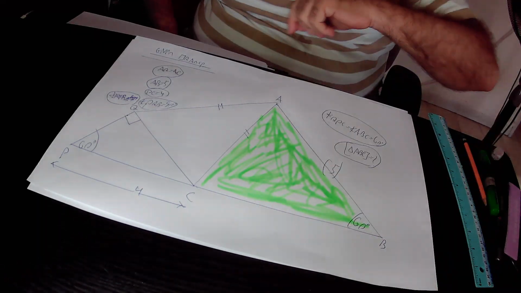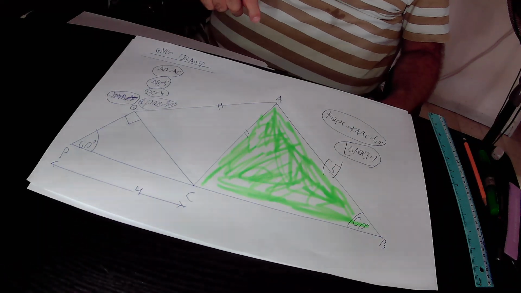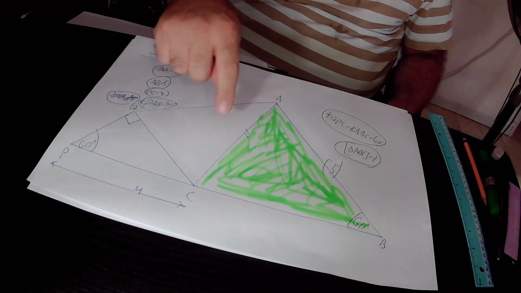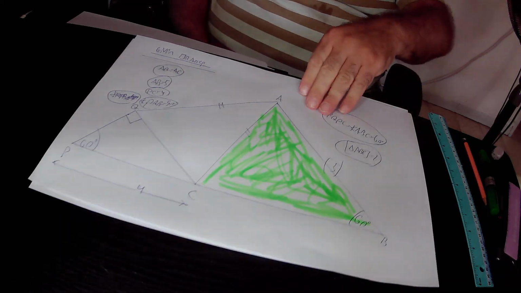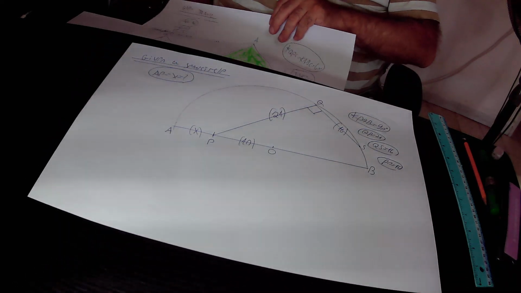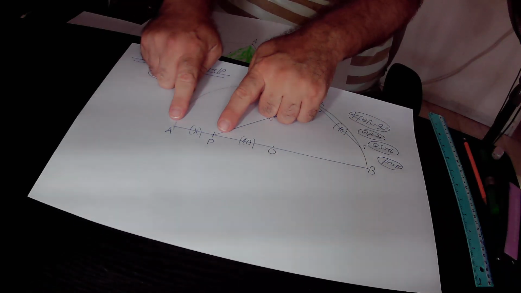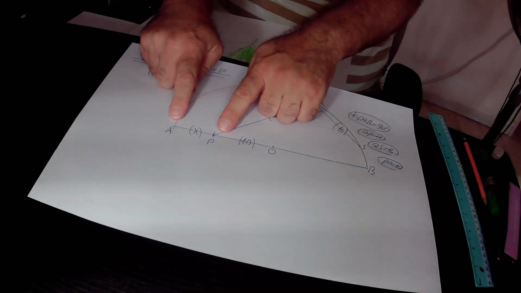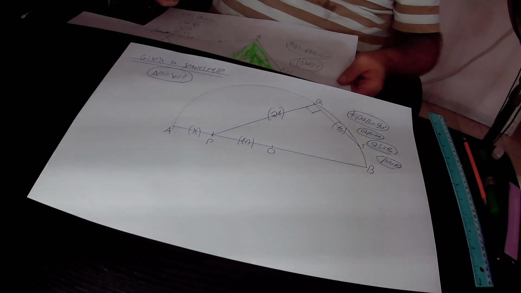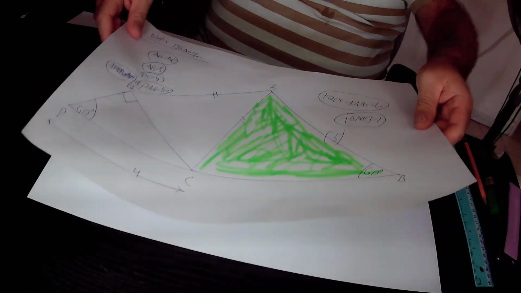And now in this lecture we'll answer two questions. In the first question, we'll find out the area of this main triangle ABC. And in the second question, we'll find out the length of this line segment AP that is equal to x. We have to find out the value of x. So we start with the first question.